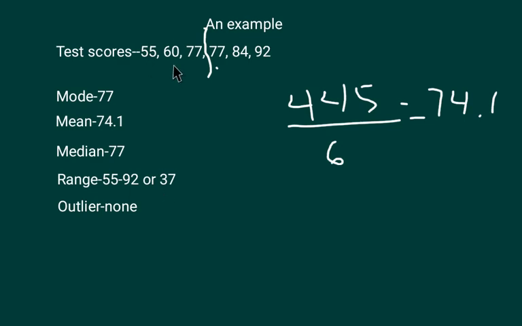55 and 60 are pretty close together, so 55 is not really an outlier, and 92 is not that far away from 84. So I would say there's not really an outlier in this. If the 55 was a 5, it would definitely be an outlier, but probably not in this case, no outlier.